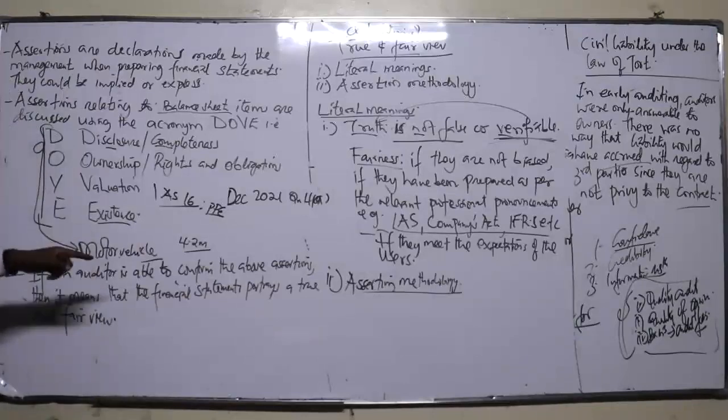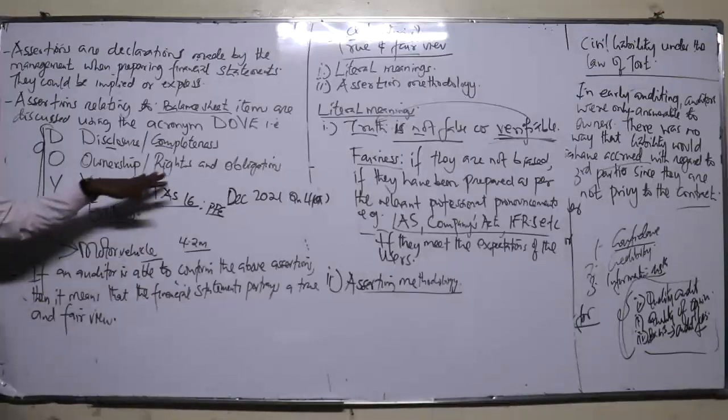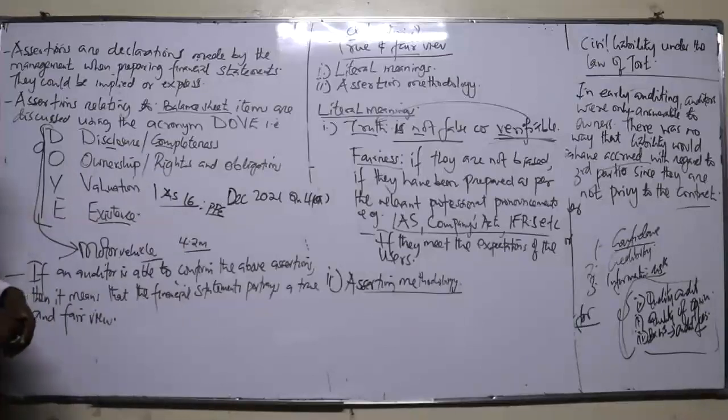If an auditor is able to confirm the above assertions, then it means that the financial statements portray a true and fair view. But if you try to confirm existence, it's non-existent, it's a ghost asset. You try to confirm valuation, proper valuation has not been done. It's either overstated, maybe depreciation has not been accounted for. Ownership, they cannot confirm the rights to this asset. You can never report that they portray true and fair. That's how we define using the assertion methodology.